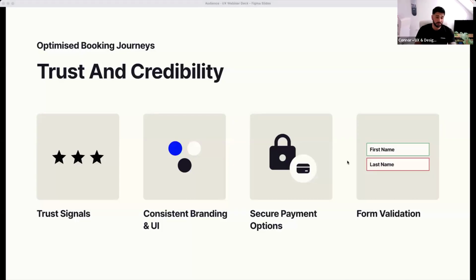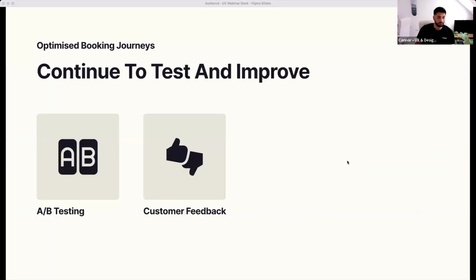It's great to supply secure payment options, of course, and also form validation as you go through. No one likes filling out a form and getting right the way to the end, and then suddenly discovering that it's not loading, it's not going to the next step. Have form validations, tell the user when they've entered a field correctly, when they've got a field wrong, so that form entering, let's face it, the most boring part of the process of booking, let's make that easy, let's make that efficient.